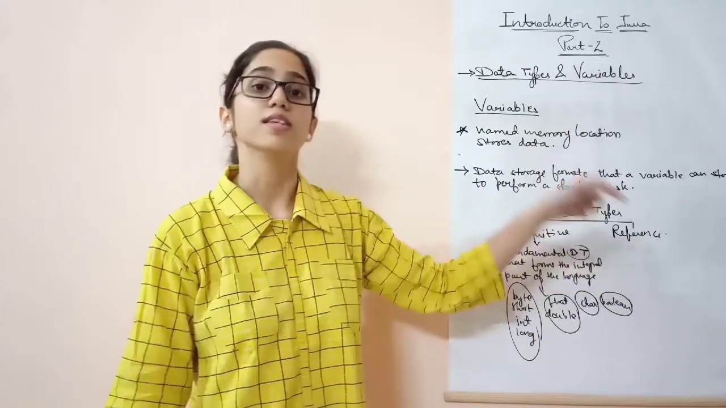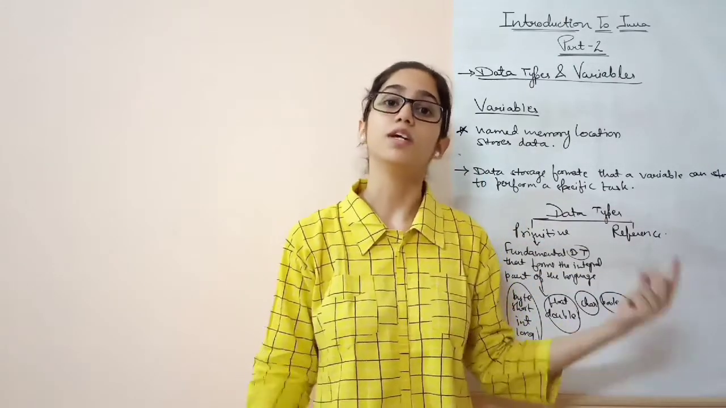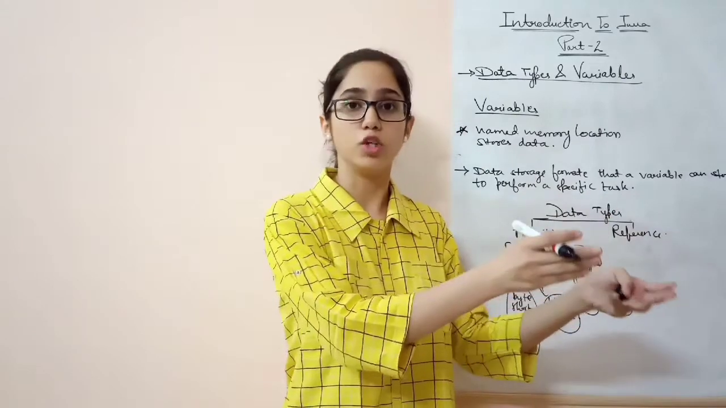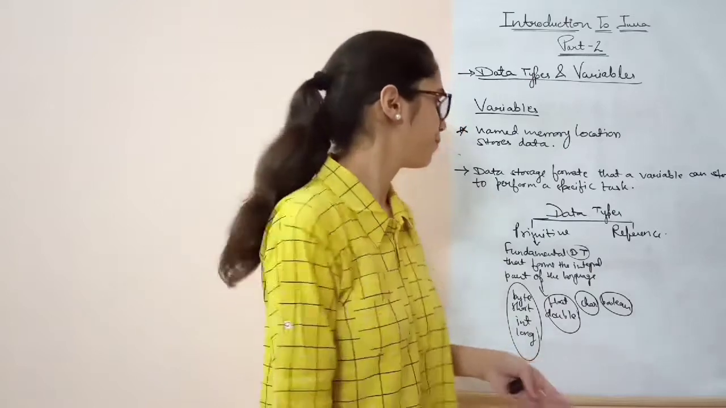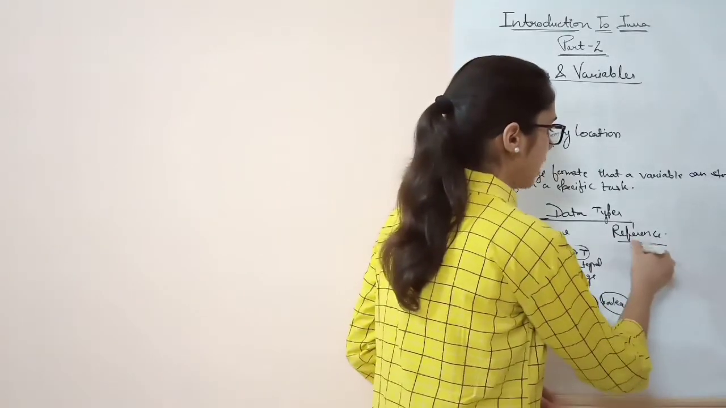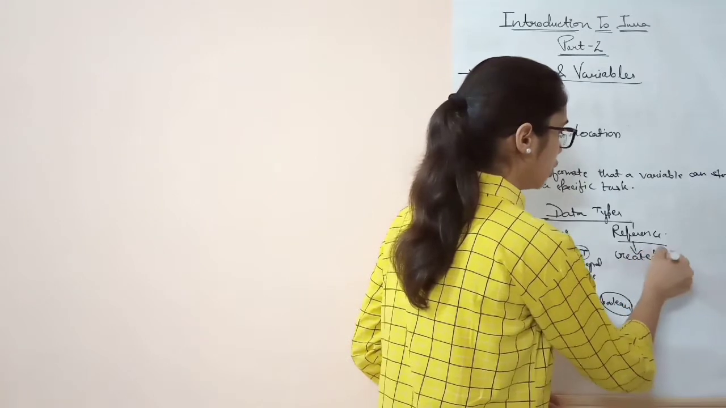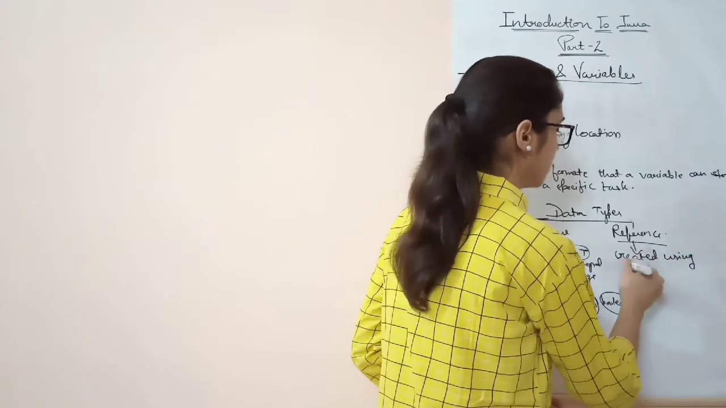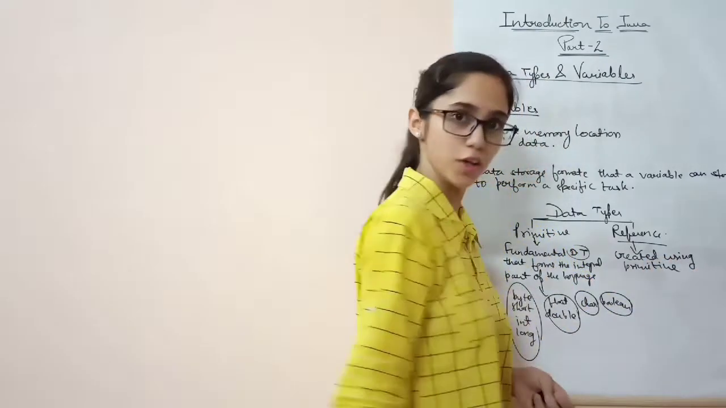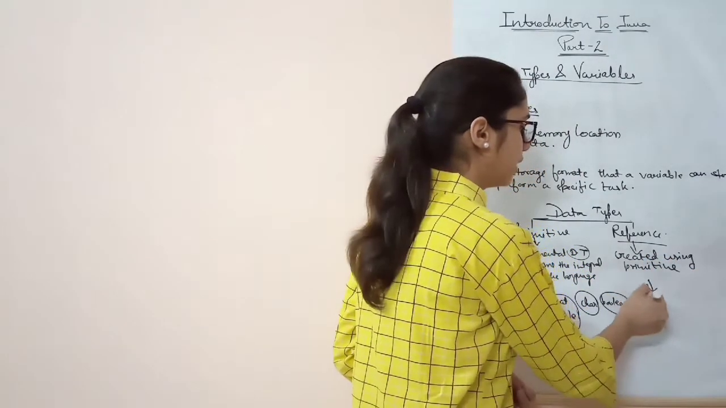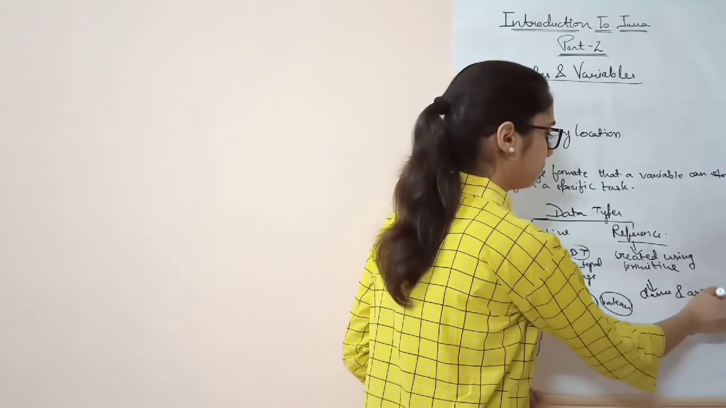Let's come to reference. Reference means address. So this data type gives you the address of the value stored rather than giving you the value itself. Now reference data types are created using primitive data types. The examples are classes and arrays.